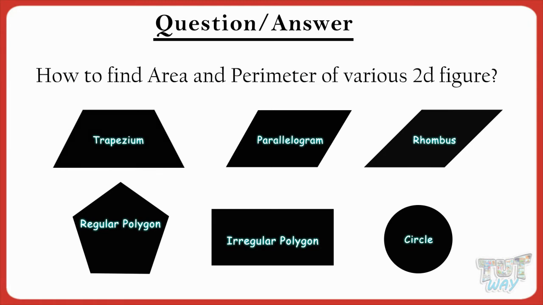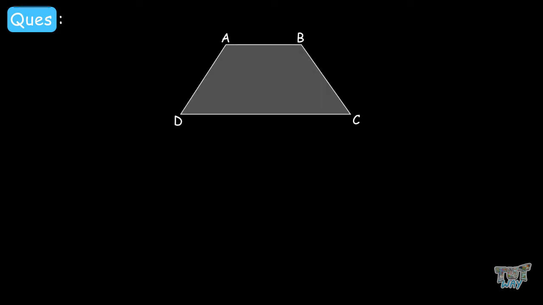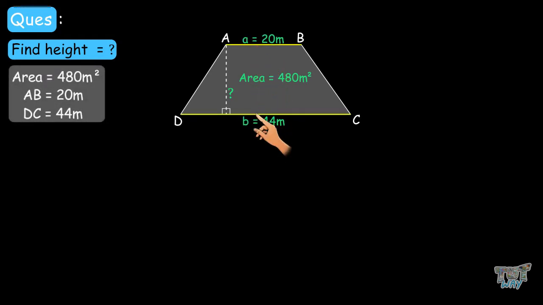Let's start. Here we have our very first question, which is the trapezium, whose area is given as 480 meters squared. And we have to find the height of this trapezium, or we have to find the distance between the two parallel sides. And we are given the length of the two parallel sides is 20 meters and 44 meters.